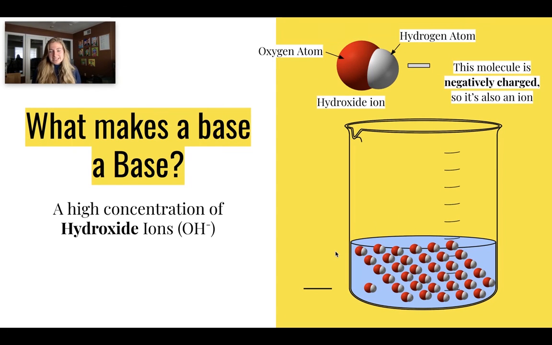Now with bases, it's just a little bit different. Instead of having a lot of hydrogen ions, it actually has a lot of hydroxide ions. And a hydroxide ion is what happens when we put an oxygen atom and a hydrogen atom together. So you can see right here, here's the oxygen atom, here's the hydrogen atom. Put them together, and that's a hydroxide ion. And it has a negative charge, so that means it's also an ion.